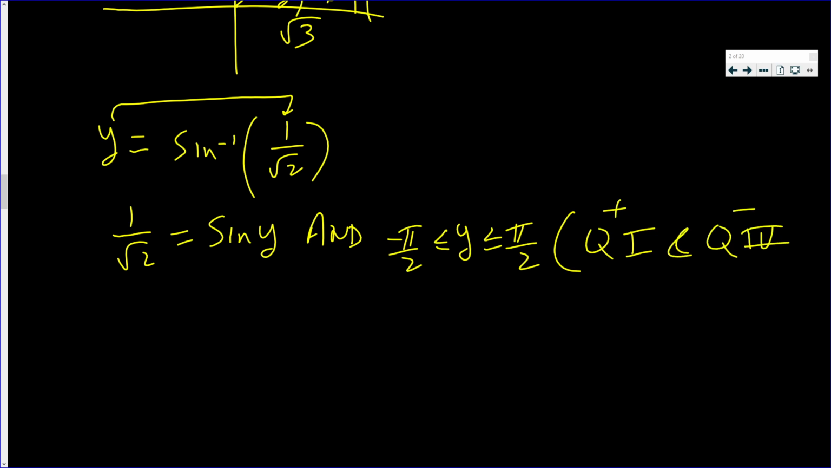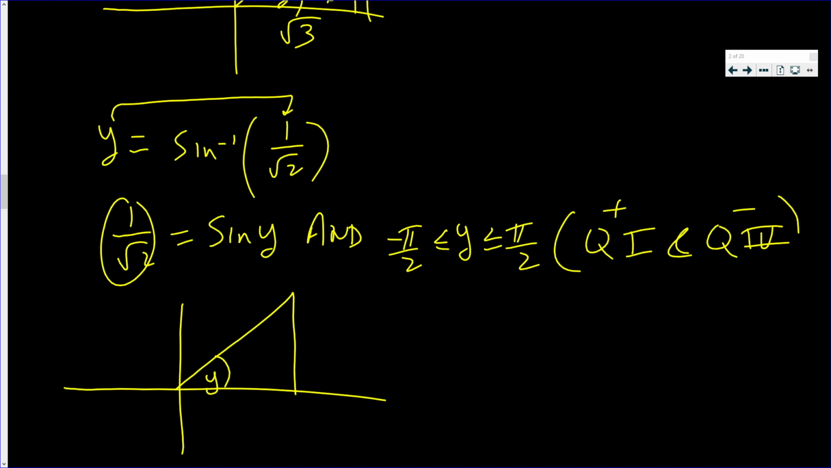1 is positive, 4 must be the negative one. And we have a positive value, so we are in quadrant 1. The sine of angle y is opposite over hypotenuse, and this is 1. This is a 45-45 right triangle. 180 divided by 4 is 45. So the answer is pi over 4.